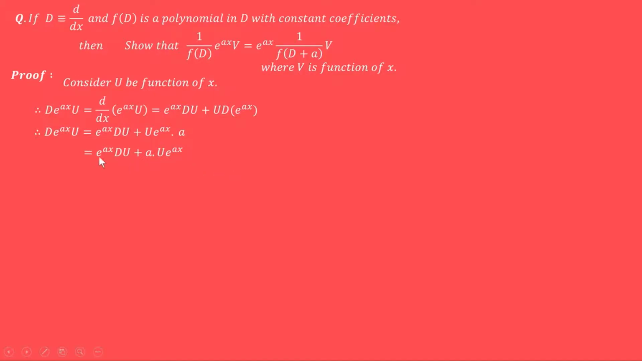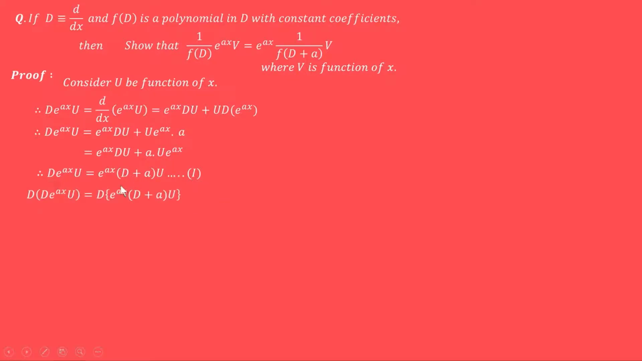Now we observe that both terms contain e raised to ax and u also, and so we get D of e raised to ax u is equal to e raised to ax common to the left hand side and u common to the right hand side, so this is equal to e raised to ax (D plus a) u. Denote this as equation number 1.